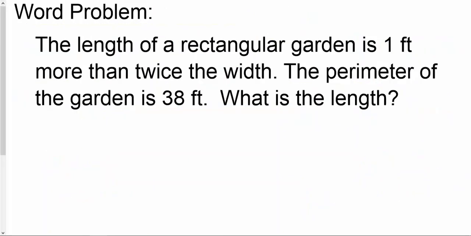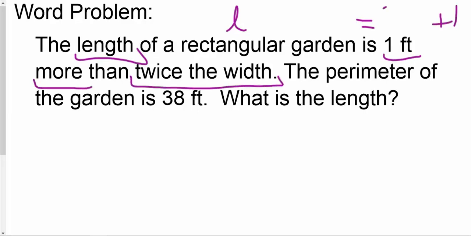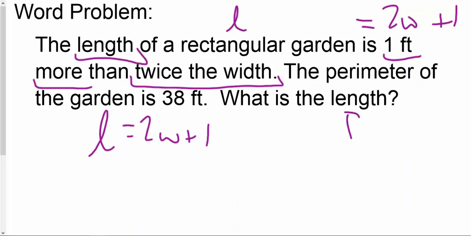Let's look at this problem. This is a good old geometry word problem. The length of a rectangular garden is. So length means L, is means equals. Let's get this next part. 1 foot more than, so we're going to add 1, twice the width. Call that 2W. So now I know the length is equal to twice the width plus 1. The perimeter of the garden is 38, so the perimeter is 38.